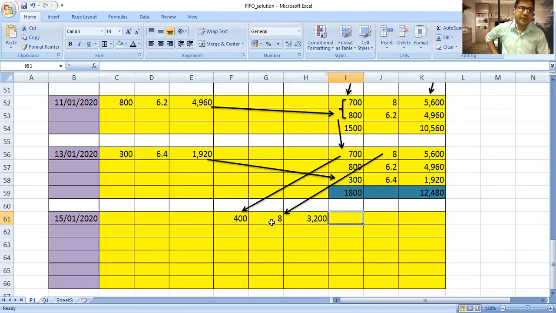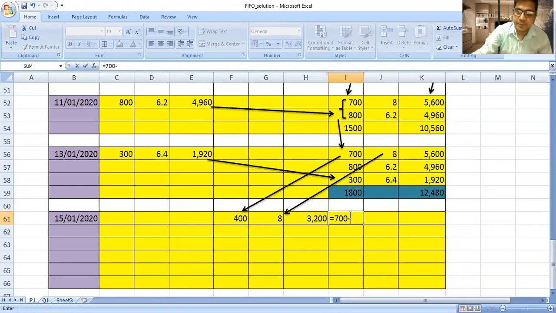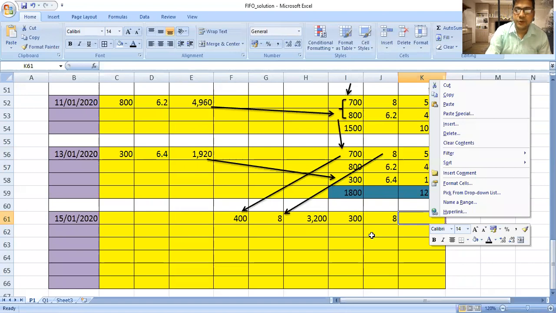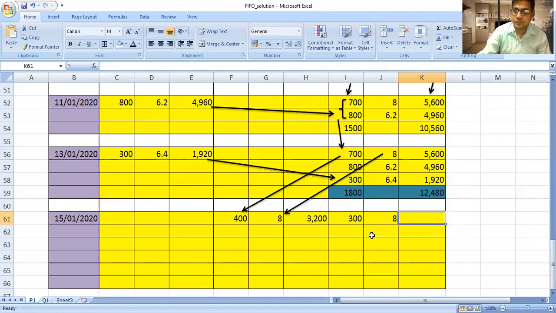Sold values we record. Now, friends, we have to record the closing balances. Now, from this 700, 400 units were sold. So 700 minus 400 units sold, now we have 300 units and their rate is 8 per unit. So we have to put 8. So 300 into 8, 2,400.